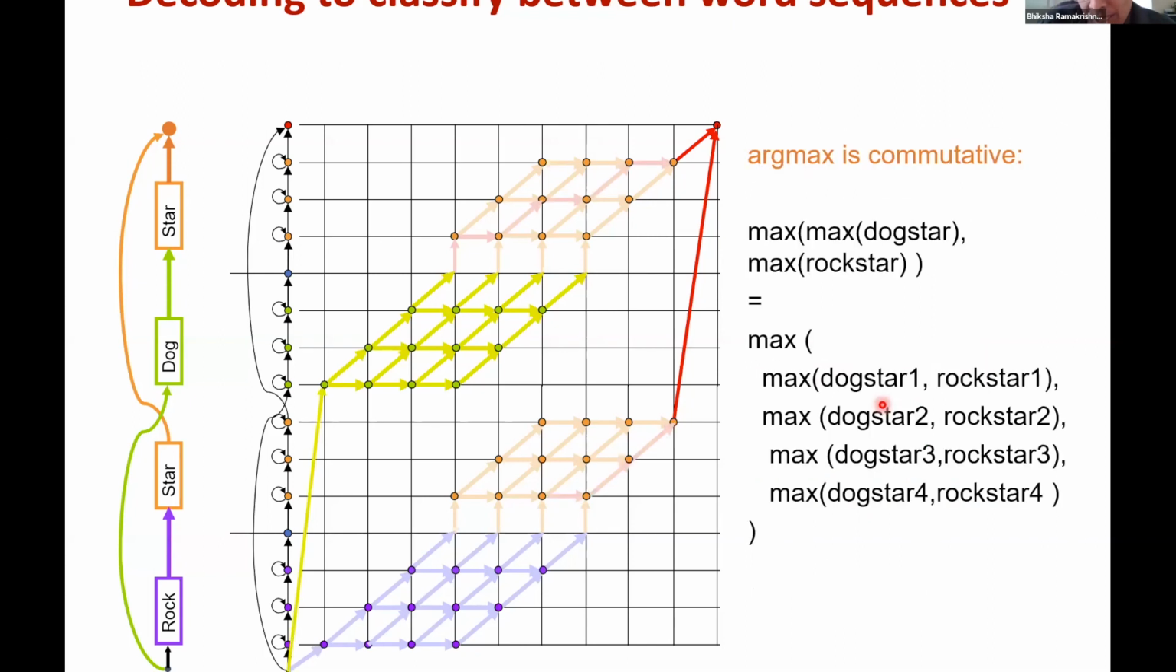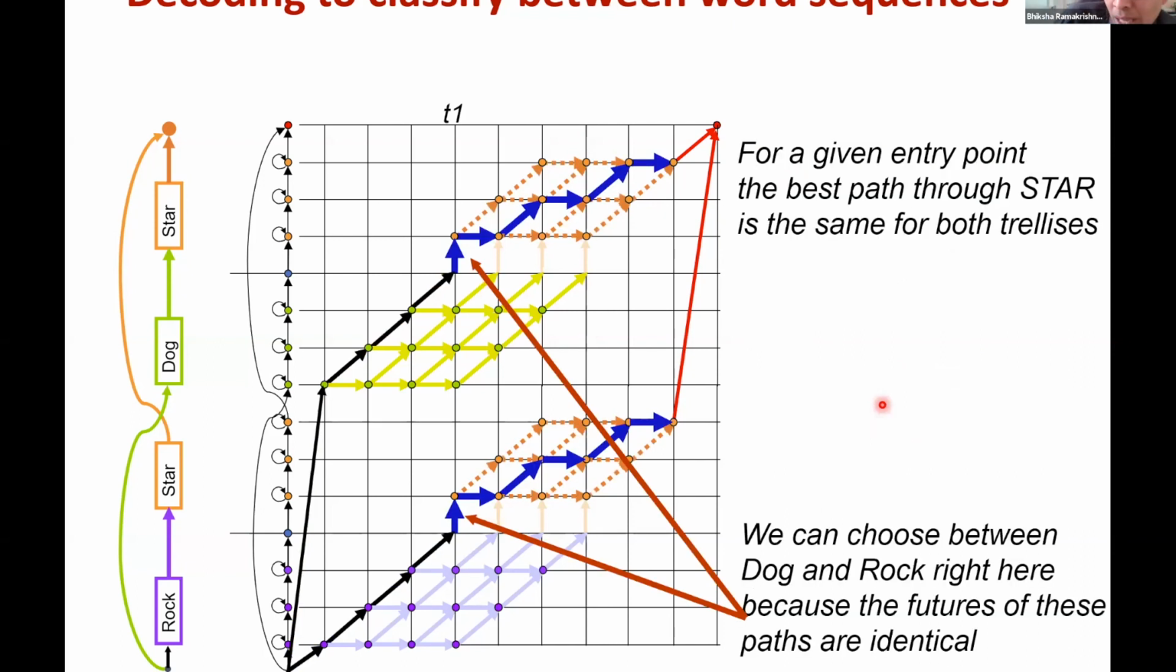But it turns out that the whole thing is kind of commutative. So what do I mean by that? I can say that I know that the word star began at the 4th time. If I tell you that the word star began at time 4, then I can decide between dog and rock right here, right? Because I know that the next 4 vectors belong to the word star. Make sense?